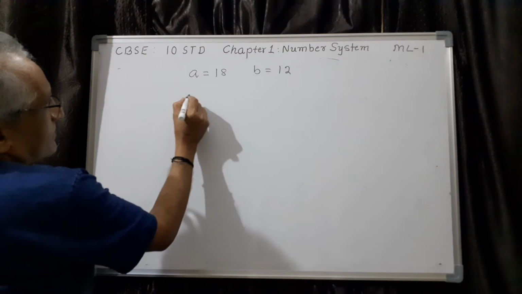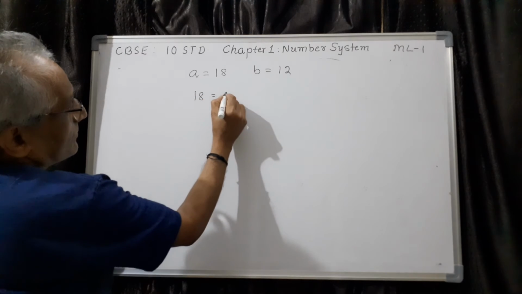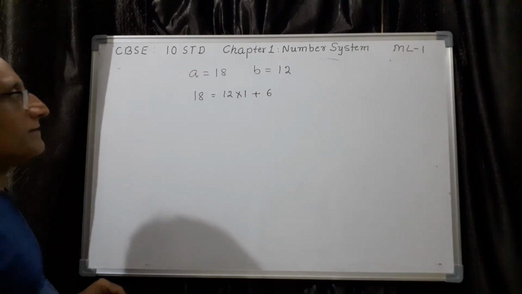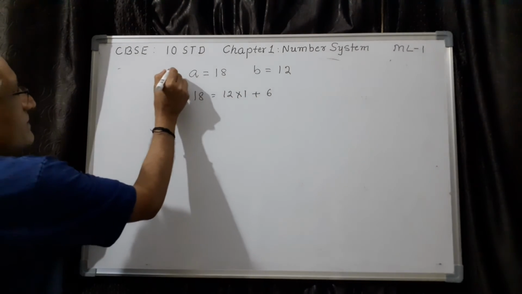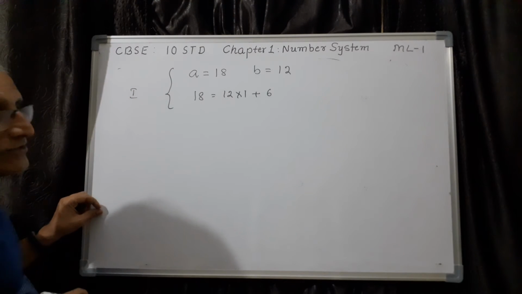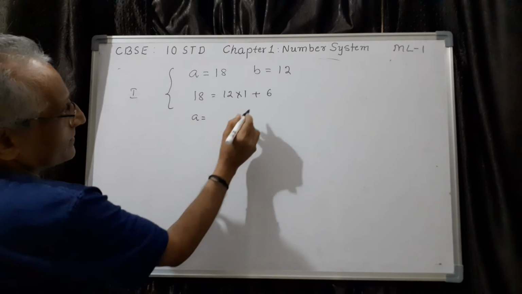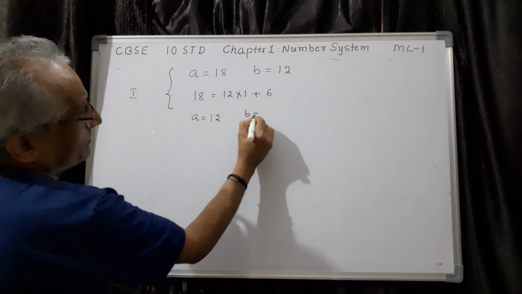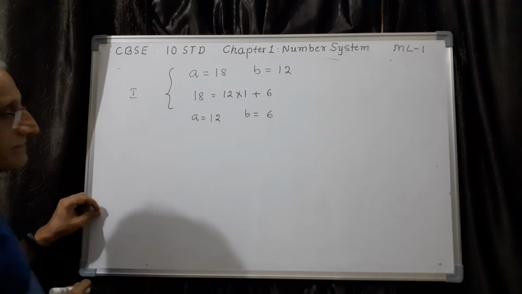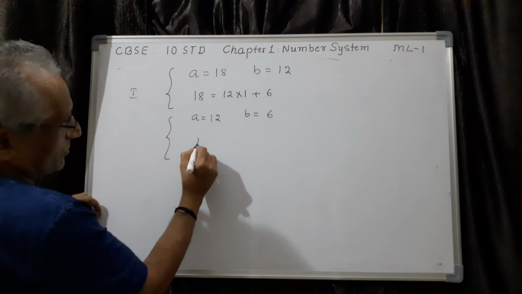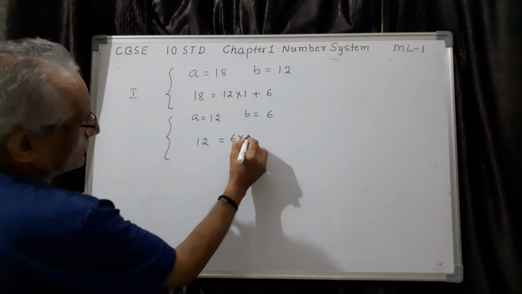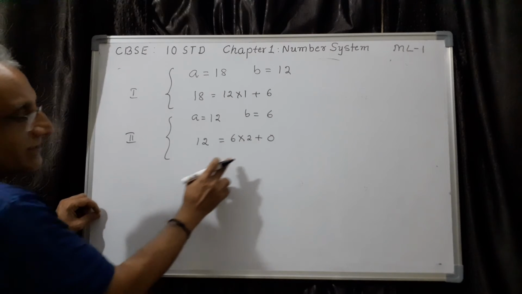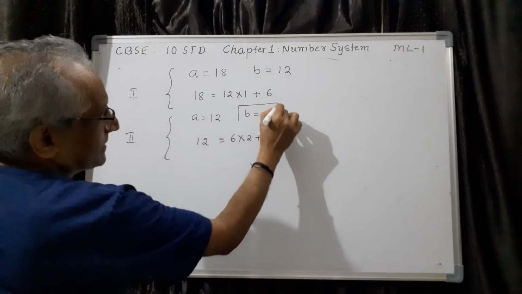Now first step, so 18 equal to 12 into 1 plus 6. 12 plus 6 is 18. So this is the first step. Now what you have to do is take a equal to this b. This b becomes a here, 12, and b should be the remainder, whichever you get here. Now in the second step you have to write 12 will be equal to 6 into 2 plus 0. So in the second step only, you are getting 0. So this is the HCF.